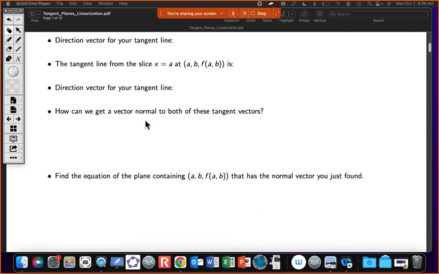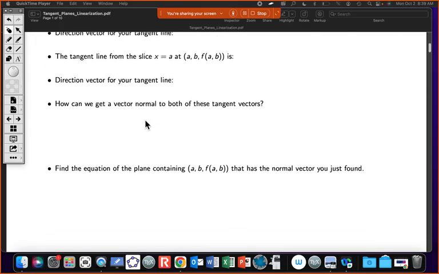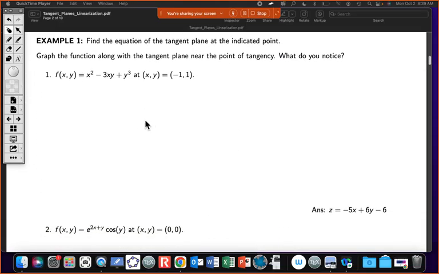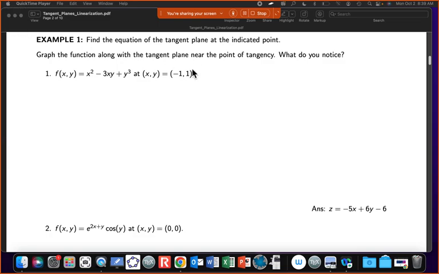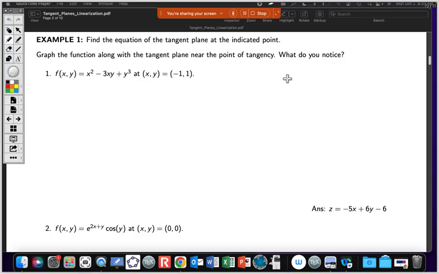Okay, so here's all of this put together here. Let's do some examples. Write the equation of the tangent plane at the indicated point. Graph the function along with the tangent plane near the point of tangency. What do you notice? Now I've got some exciting news about graphing that I learned over the weekend. We'll talk about that.